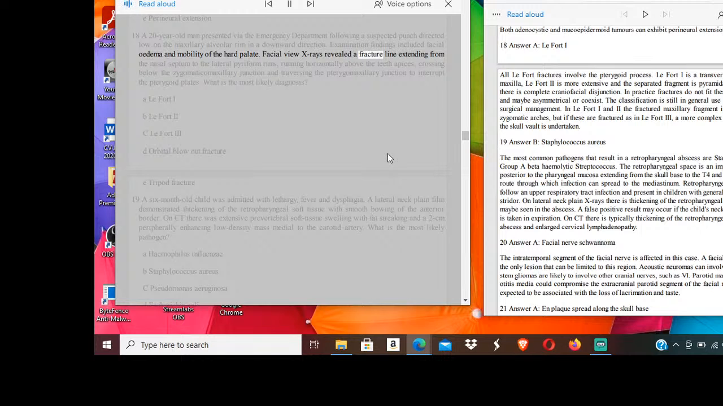Facial view X-rays revealed a fracture line extending from the nasal septum to the lateral piriform rims, running horizontally above the teeth apices, crossing below the zygomaticomaxillary junction and traversing the pterygomaxillary junction to interrupt the pterygoid plates. What is the most likely diagnosis? A. Le Fort 1. B. Le Fort 2. C. Le Fort 3. D. Orbital blowout fracture. E.